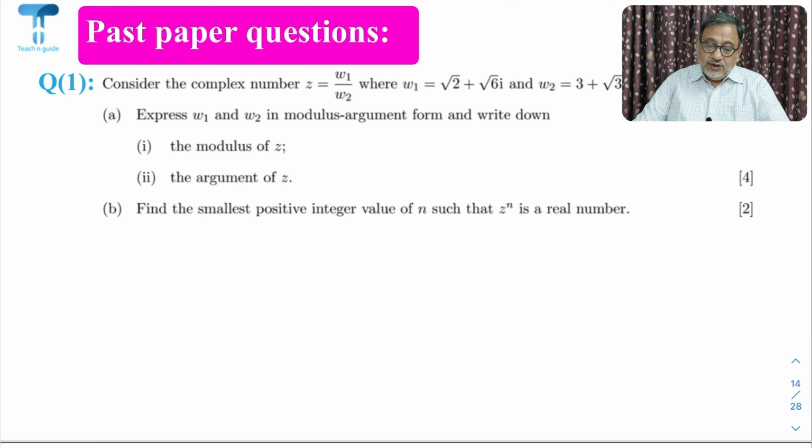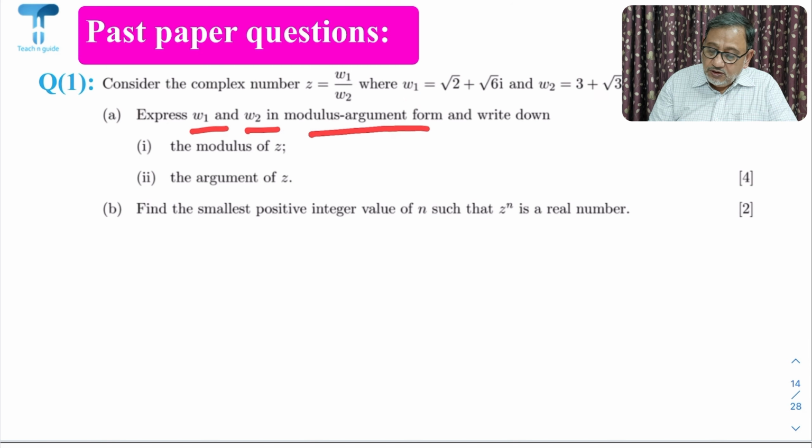Yeah. So look at the first question, because I promised you I will solve at least 2-3 questions. So consider the complex number z is equal to w1 over w2, where w1 is this and w2 is this. Express w1 and w2 in the modulus argument form and write down modulus of z and argument of z. First we have to write it in the modulus and argument form, and then we have to write the modulus of z and the argument of z. Okay, so how can I write w1? Let me start first.